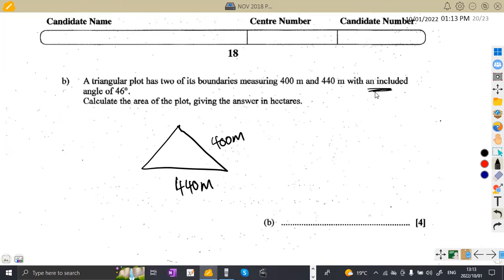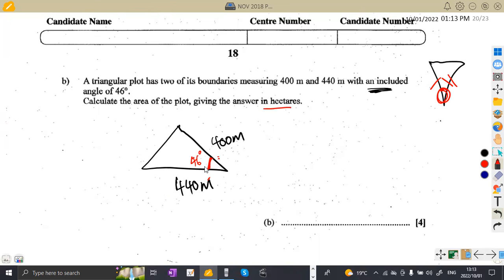With an included angle. Guys, I talked about the included angle. If you still remember when I talked about the cosine rule and I said the included angle is an angle that is in between the given sides. So these are the sides that you are given. So the included angle is found between those sides. So that is where our 46 degrees is located. So the question is calculate the area of the plot, but this answer has to be in hectares.